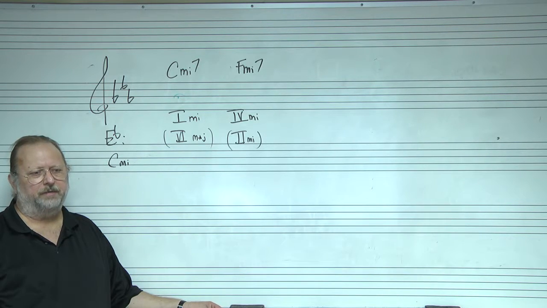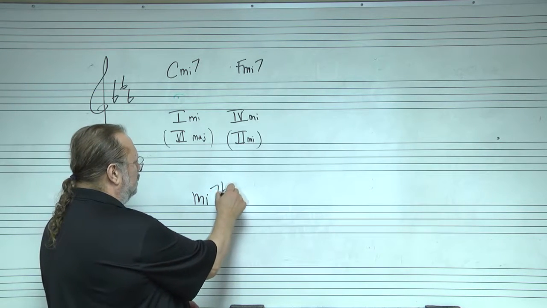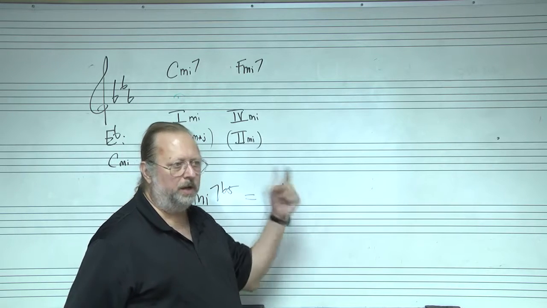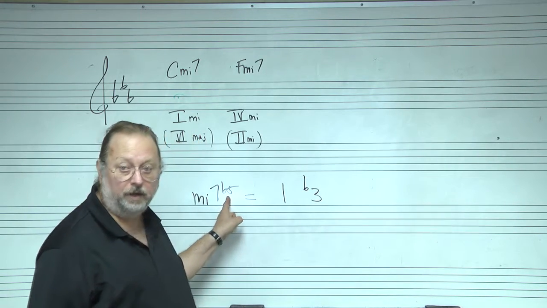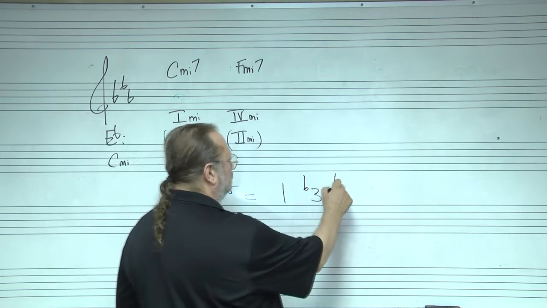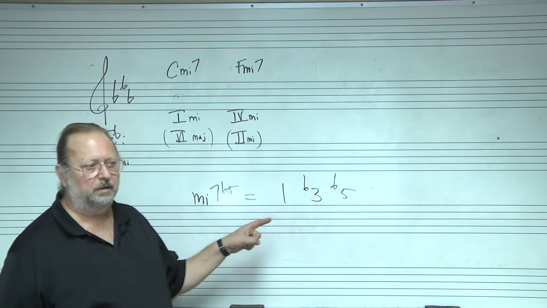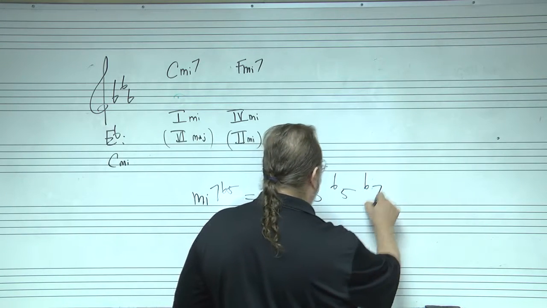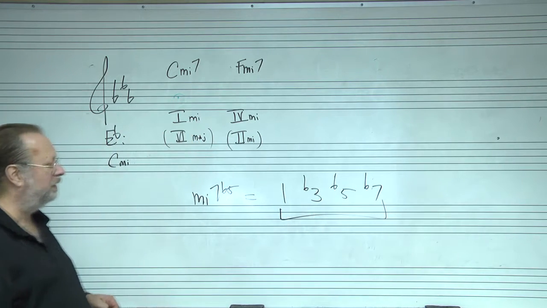What's a minor 7 flat 5? Let's take a look at that. What's the formula for minor 7 flat 5? Well, we'll start with the root. It's minor, so it's a flat 3, and then a flat 5. That's a minor 7, so it's what kind of 7? A flat 7, right? Are you with me? So those are the notes in the chord, a minor 7 flat 5.